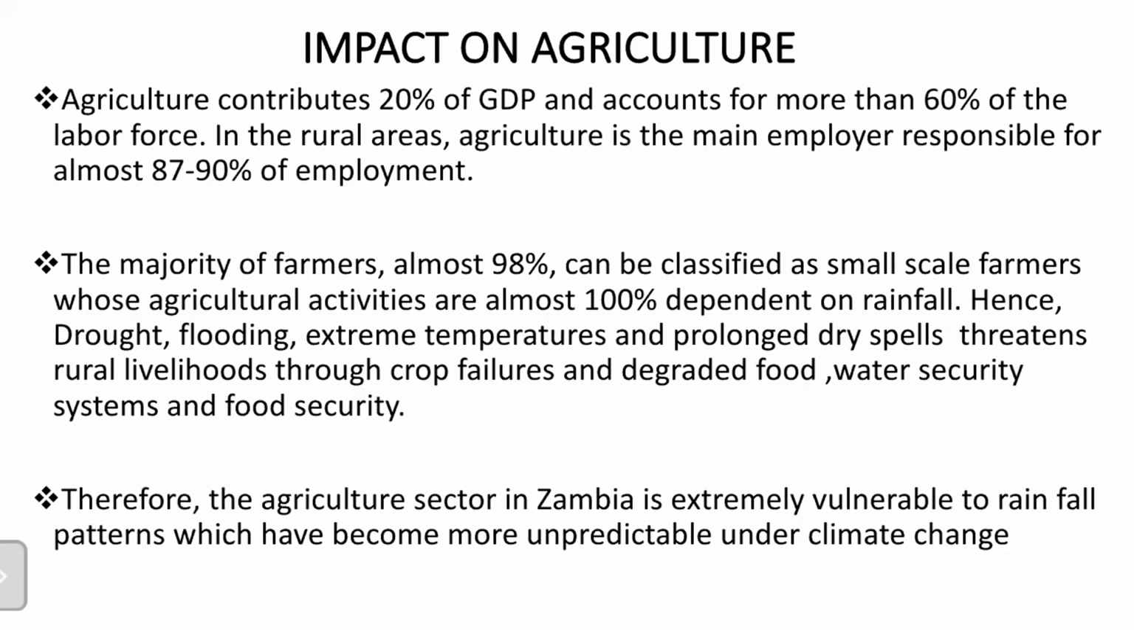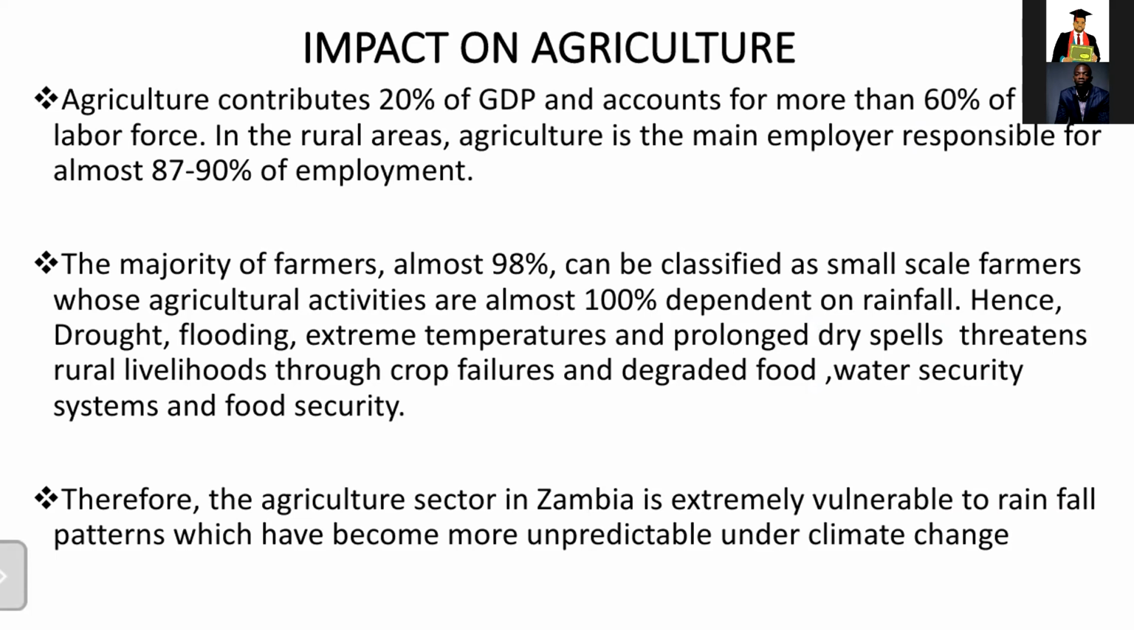So I'm going to speedily go through the impacts of climate change on agriculture here in Zambia. Agriculture contributes 20% of our GDP, and it accounts for a very large portion of our labor force. A lot of people, like I said earlier on, are small scale farmers. Not only are they small scale farmers, they are also subsistence farmers. So they basically produce food for their home consumption. So many people are producing food just for themselves.